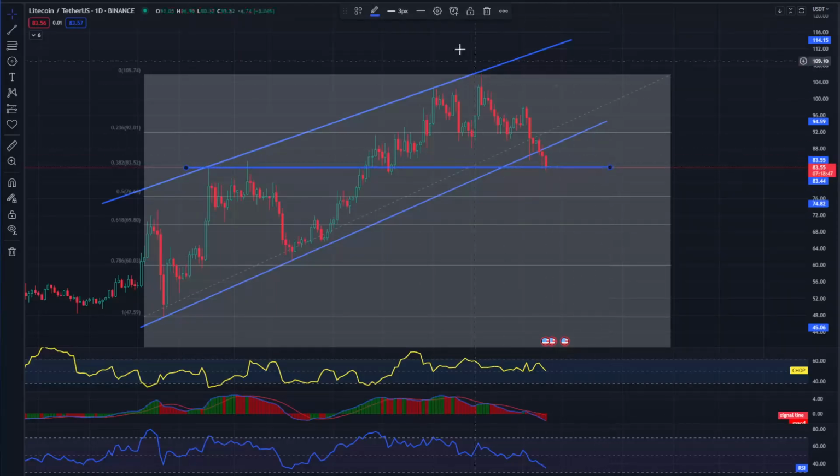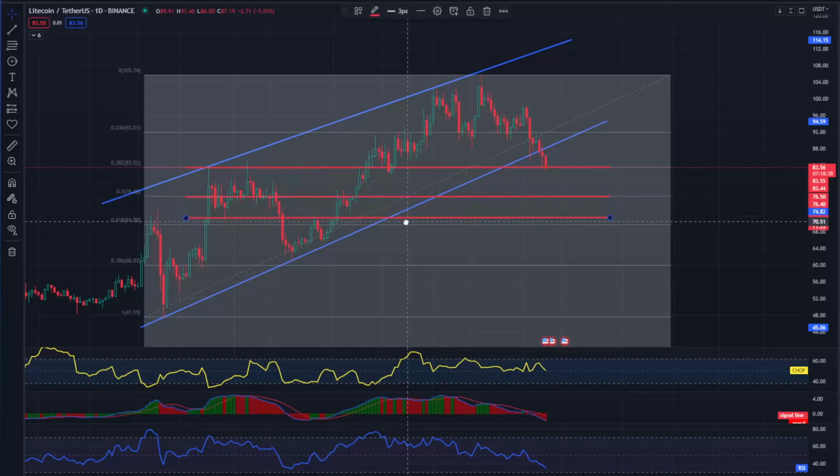And here, the first support is at $83, where the price is currently located. The second support is at $77. The third support is at $70, and then we have the fourth support at $60.